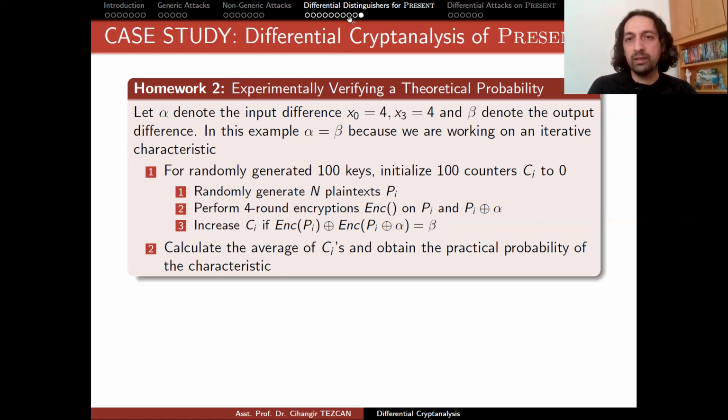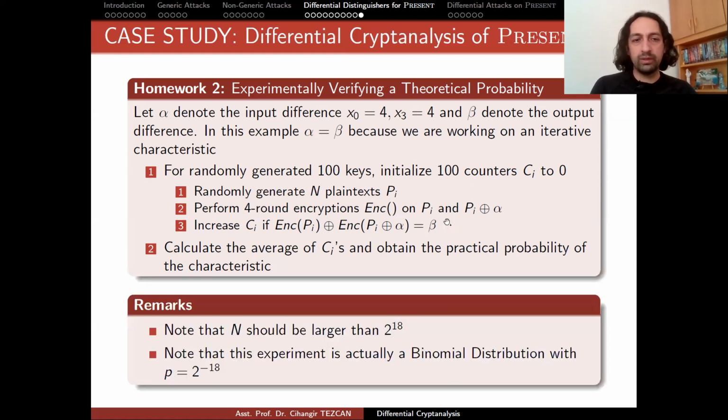This way, you can practically verify the theoretical probability. But of course, note that n should be larger than 2 to the 18, because the theoretical probability is 2 to the minus 18. Again, note that this experiment is actually a binomial distribution with p equal to 2 to the minus 18. So just perform your experiment and see how much bigger or smaller it is than 2 to the minus 18. It might even be the same, but this way we can compare practice with theory.